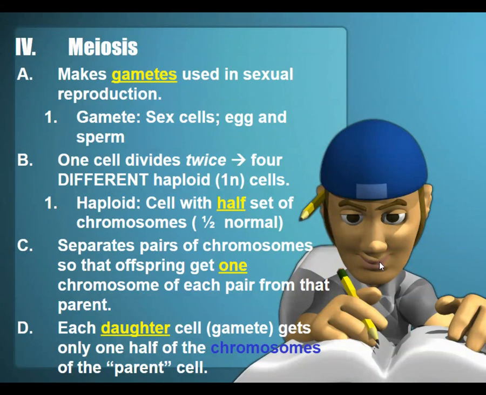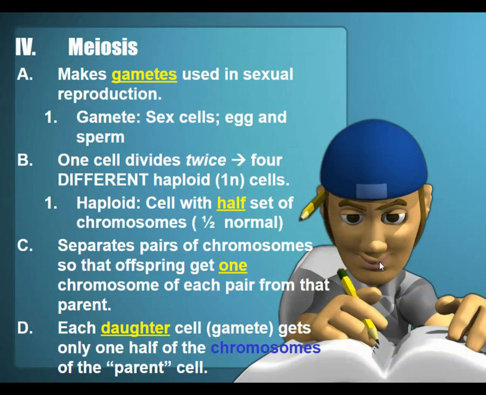Then we have meiosis. This is the other form of cell division. This is going to make gametes that will be used in sexual reproduction. A gamete is a sex cell, like an egg or a sperm. One cell is going to divide 2 times. It's going to go through 2 cell divisions, and you end up with 4 different haploid cells. And haploid, remember, means that you're going to have half the number of chromosomes. So that way, when the sperm and the egg, which each have half the number of chromosomes, fuse, you get a full set again. You get the diploid number.